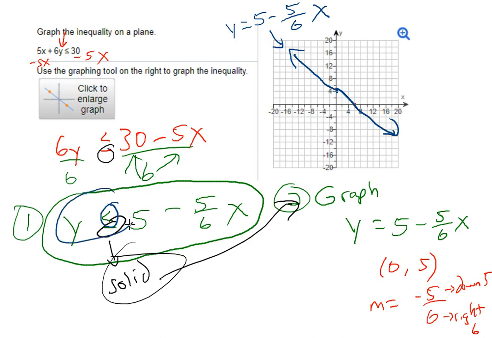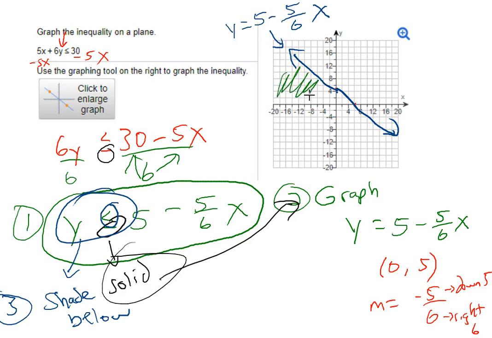So whenever you have y is less than, and this trick only works if you have it solved for y, you can't really make that judgment up here. You have to solve it for y first, and then if you have y is less than, you want to shade below the graph. So this is step 3: decide whether you should shade above or below. If it's less than, you shade below. If it's greater than, you shade above. So we're going to shade below this line.